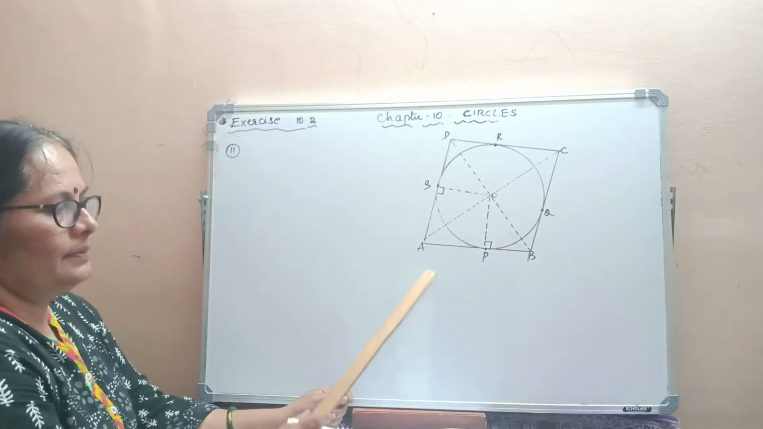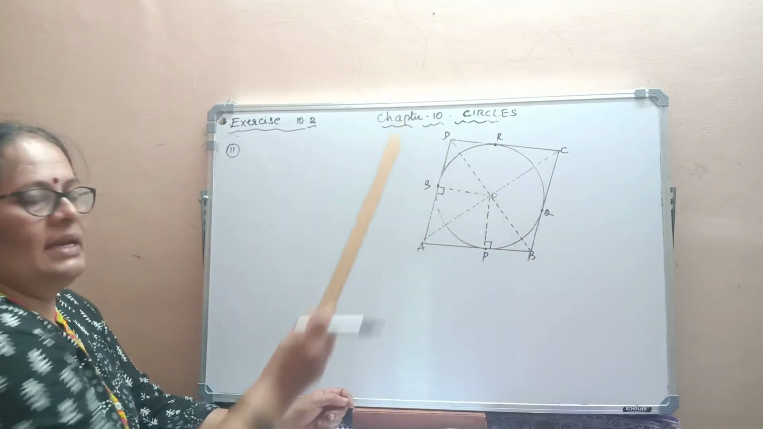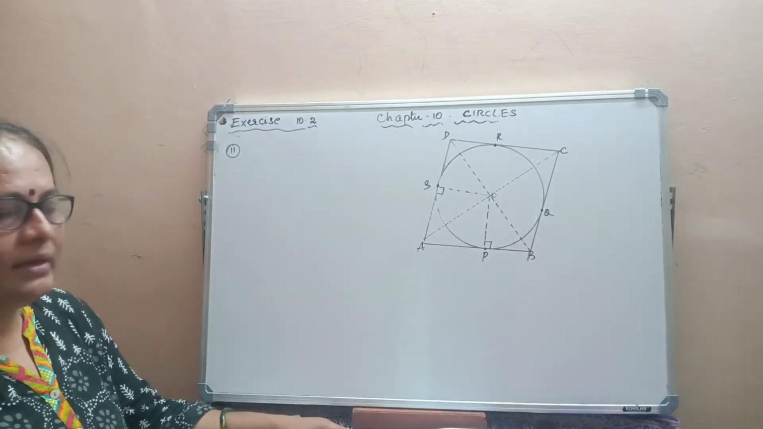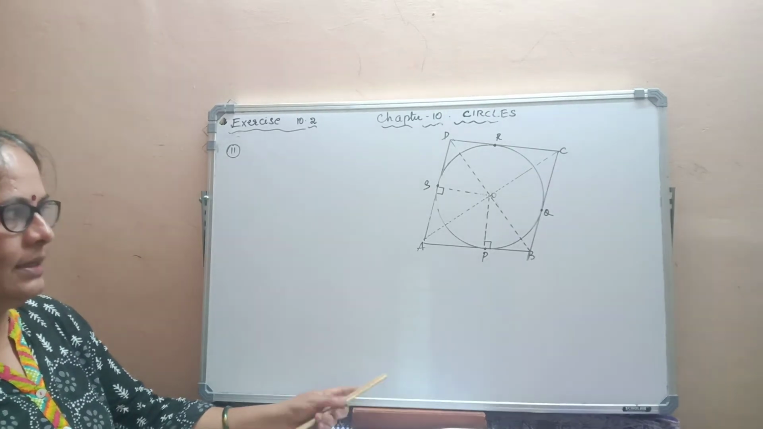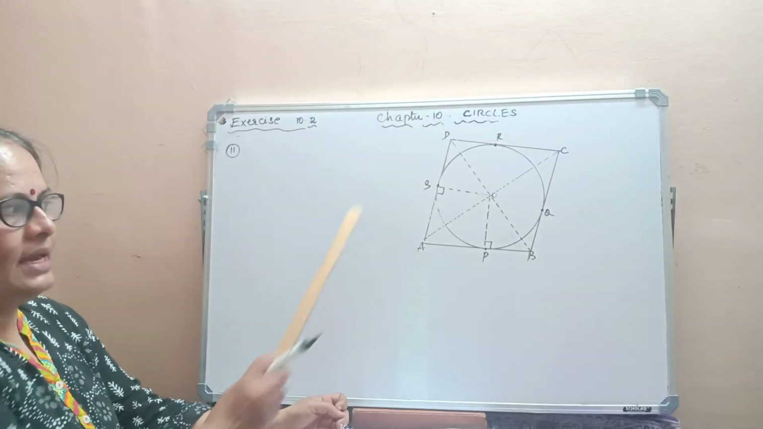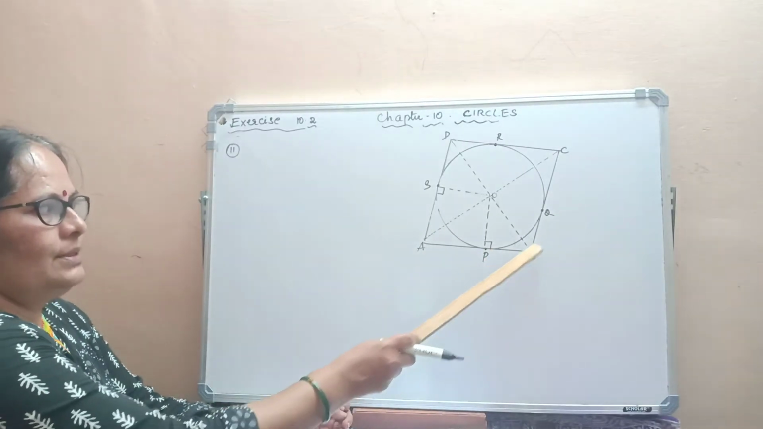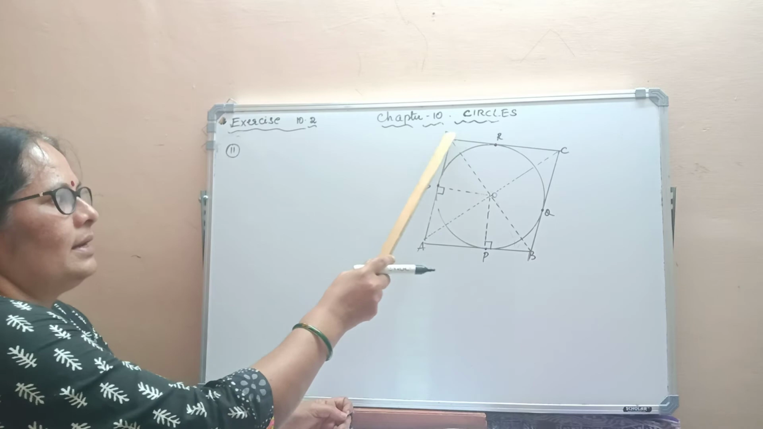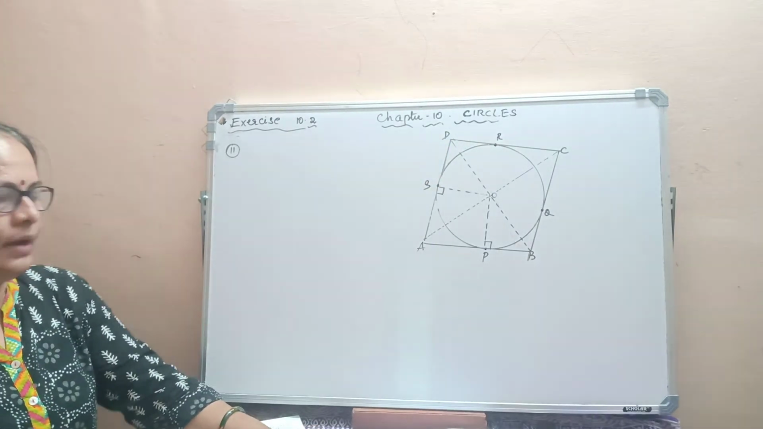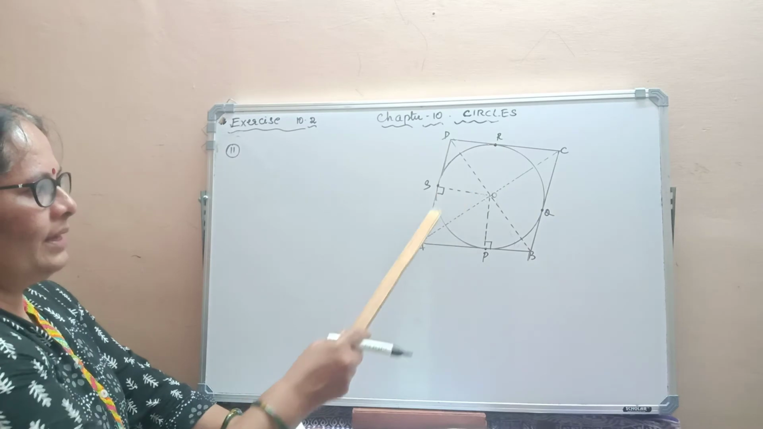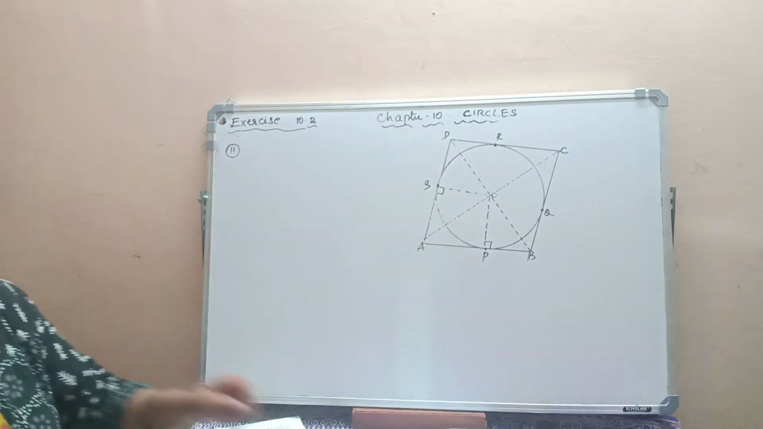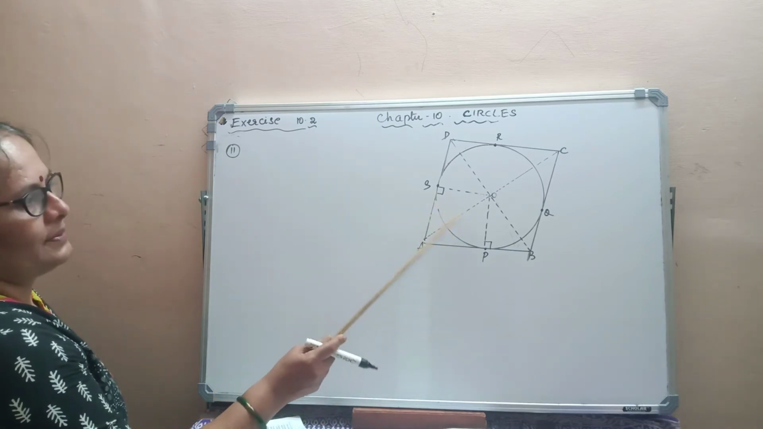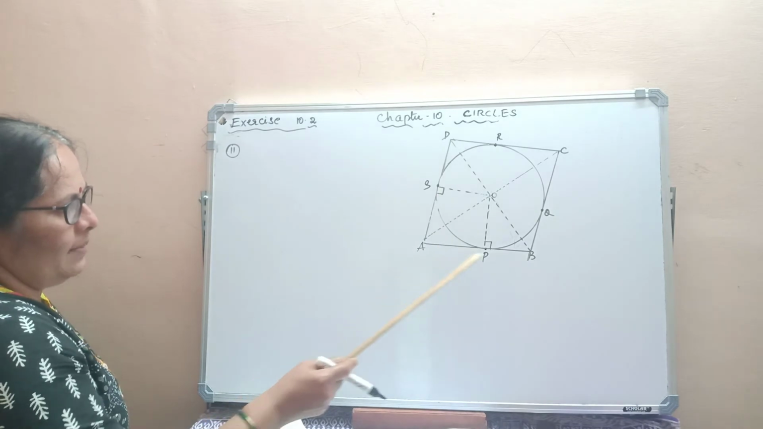Now see here, A, B, C, D are the exterior points to the circle. So that AP equals AS, PB equals BQ, then CQ equals CR and DR equals DS. Now join OP, OS, AC and DB. So join these points.